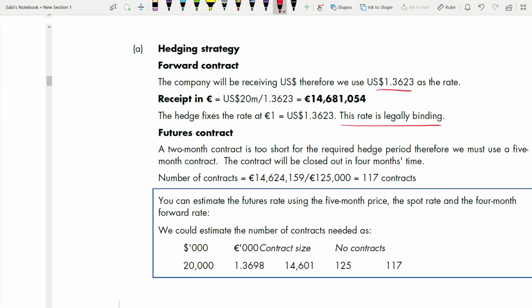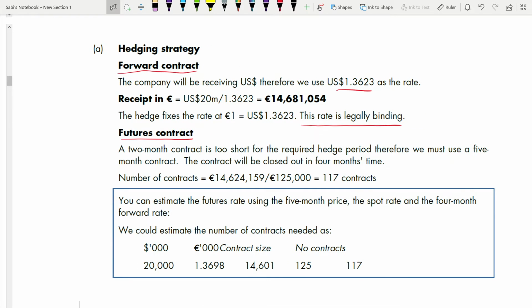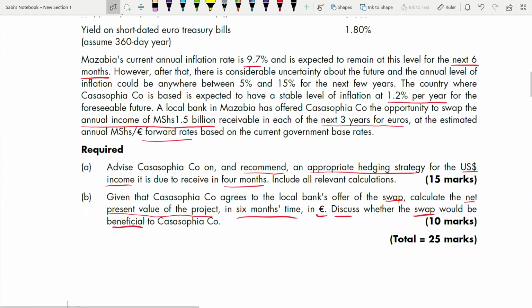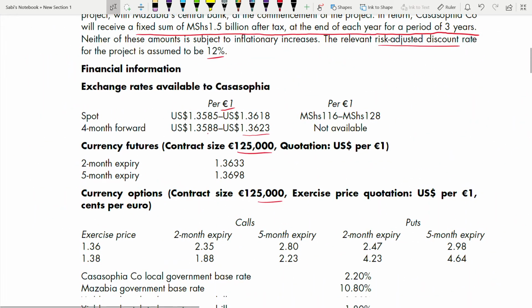Now going to future. You need to write this. What is it? Forward contract, future contract, option contract. Now future contract. Which one are you going to say? It's a 4 month hedge. Are you going to go for the 2 month expiry or 5 month expiry? Of course you cannot go for the 2 month expiry. It will be expired, because our hedging period is 4 months. So we cannot go for a 2 month expiry. We need the 5 month expiry.